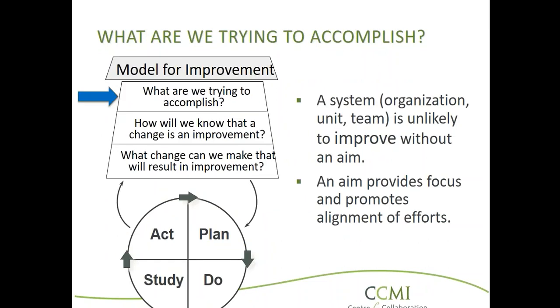So let's take a look at each of the three questions, and we'll start first with, what are we trying to accomplish? Quite often, I know I've been involved in quality improvement efforts years ago that didn't really have a clear aim as to what they were doing, so we really weren't quite sure what we wanted. We knew that something was wrong, we knew that something needed to be improved, but we really didn't sit down and articulate what we thought it was that we needed to do. So an aim provides that focus and promotes an alignment of all the efforts towards that particular aim.